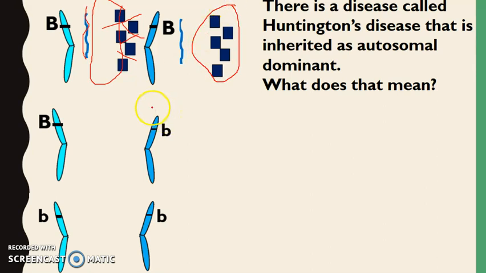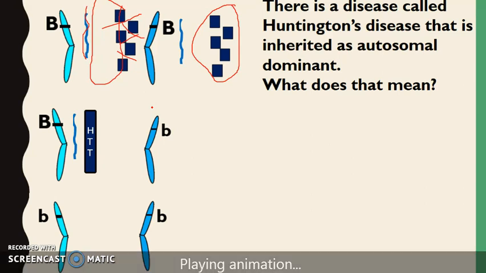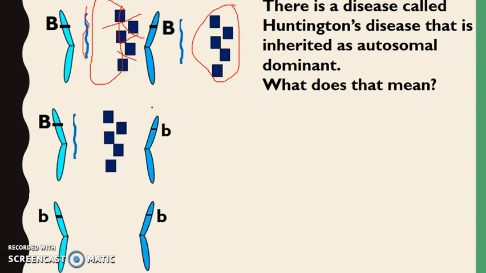Now, if a person is heterozygous, one of their chromosomes codes for that elongated Huntington protein that gets chopped up into smaller pieces. And then their other allele, though, codes for the normal working version.